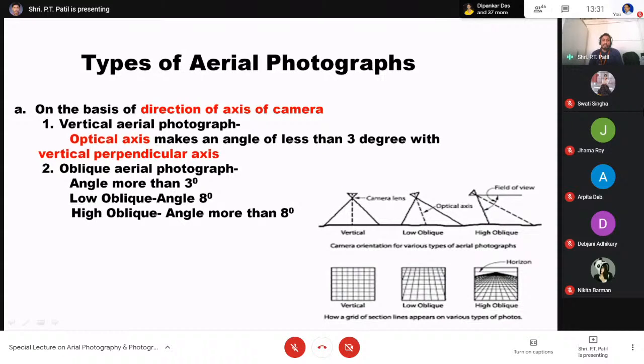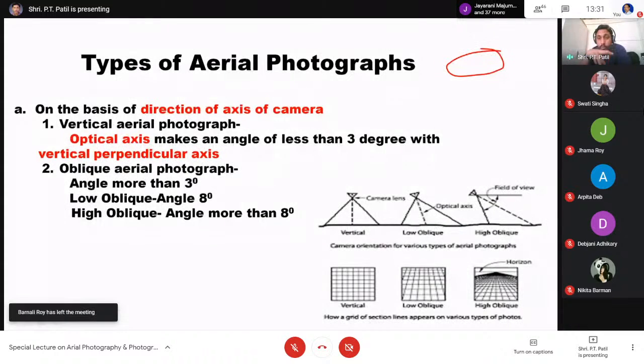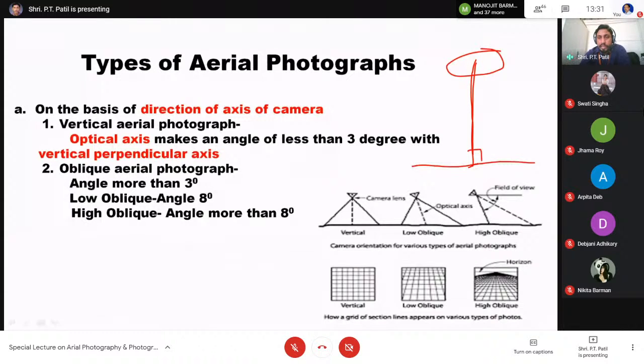So there are various criteria. On the basis of that criteria, we are going to interpret the types of aerial photograph. The first one is on the basis of the direction of the axis of the camera. When we look at the camera lens, generally there are two axes in the case of every camera lens: optical axis and vertical perpendicular axis. The vertical perpendicular axis is exactly perpendicular to the earth surface, and the optical axis moves with the lens. Means as we move the lens of the sensor, that optical axis also moves with that particular lens.